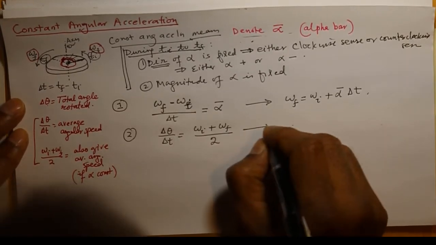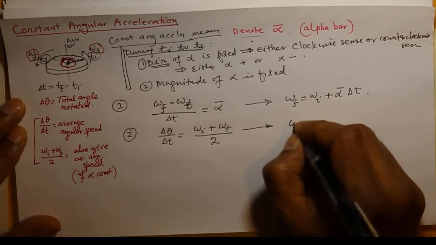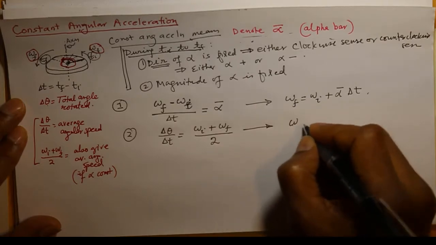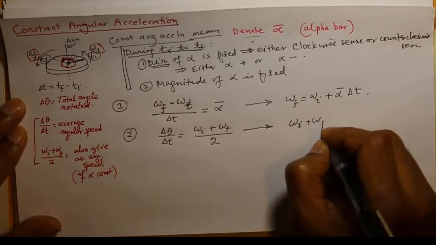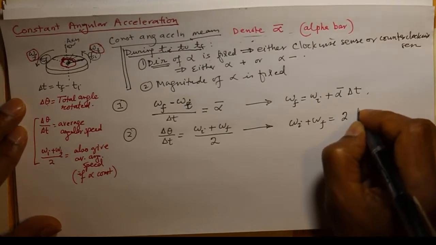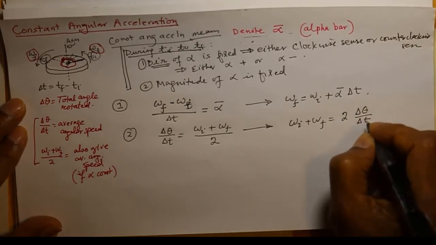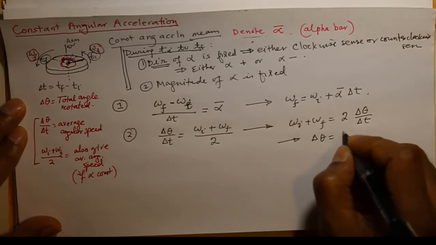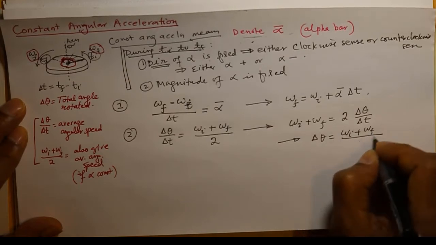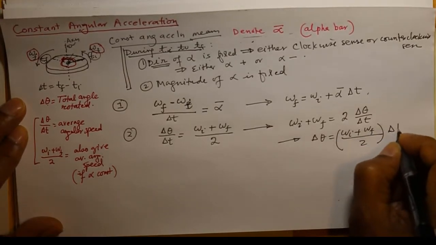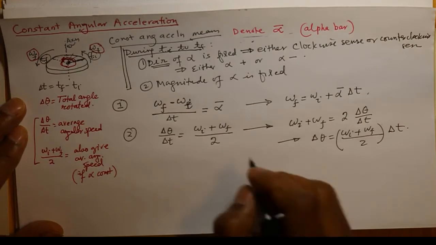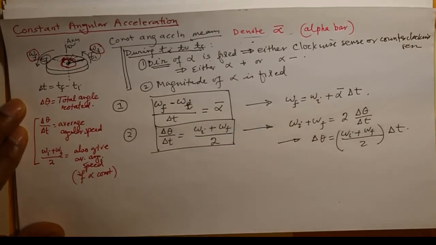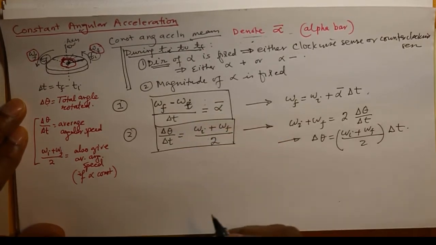You can write this another way. You can write omega i plus omega f is equal to 2 times delta theta over delta t, or delta theta equals omega i plus omega f over 2, that's the average, times delta t. So a whole bunch of different ways of writing it, right? But this makes perfect sense conceptually, and I try to remember it this way.